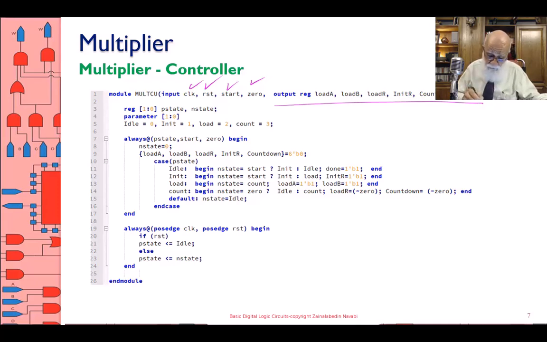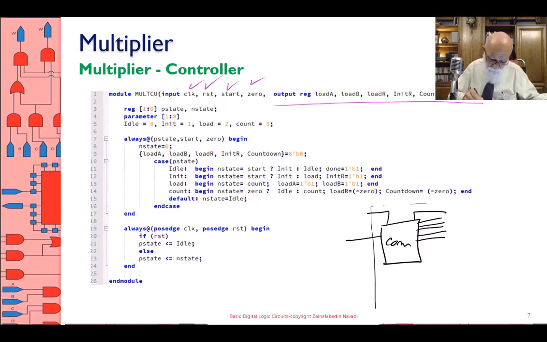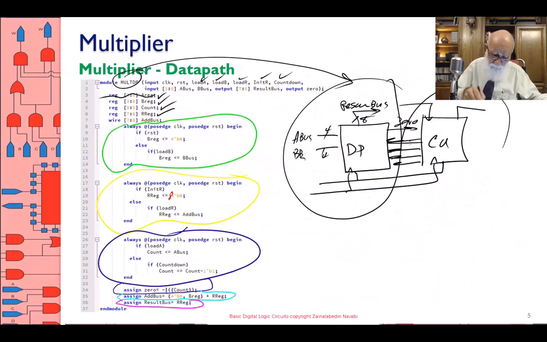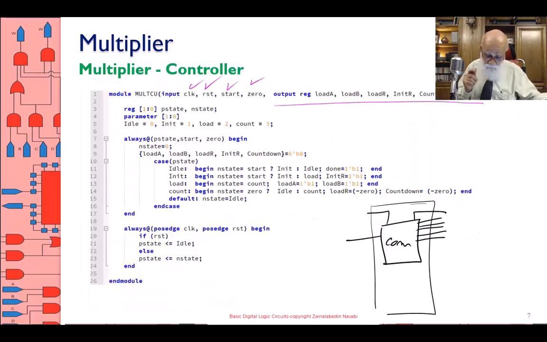The way I'm describing this is the Huffman model. So there is a combinational block. Load A, load B, load R, init R, count down, and done are all issued from the combinational block. The inputs are start and 0. Start is coming from the outside world. 0 is coming from the data path. Okay, this is the control unit that I was showing in one of the previous slides, this one here. Now I'm looking inside the control unit.